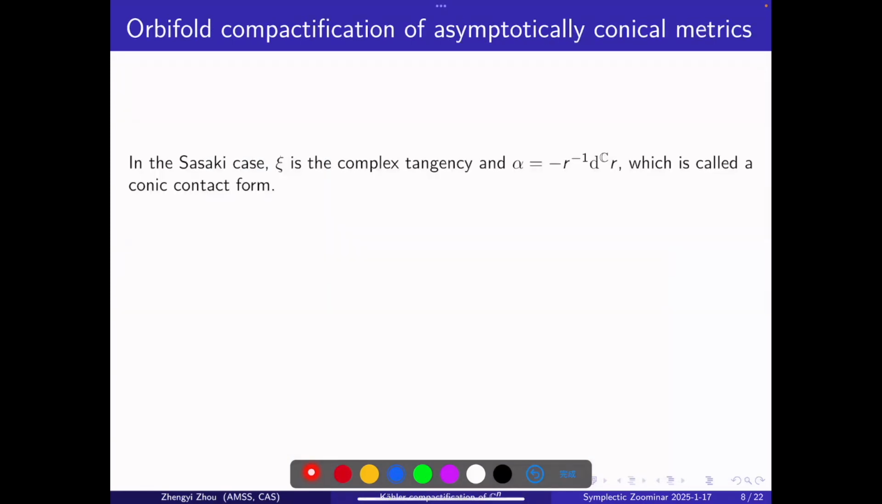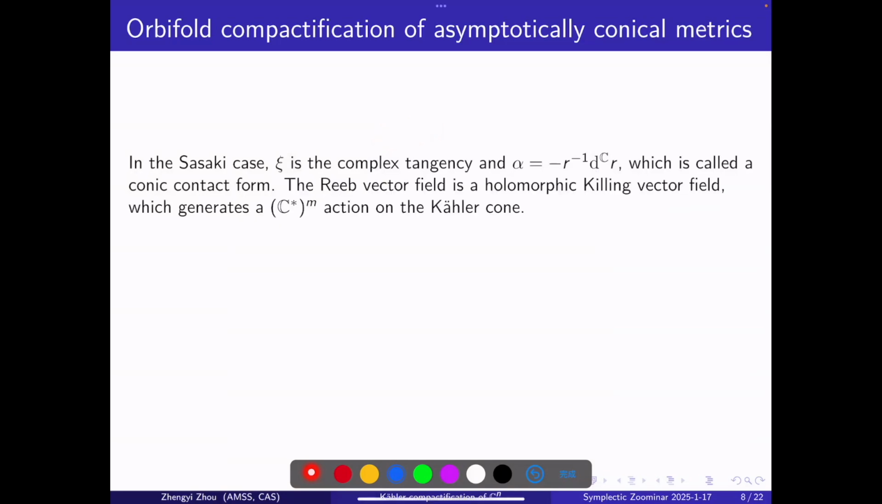Okay, so let's return to the Sasaki case. In this case, our contact structure is the complex tangency, which is part of the tangent space of this Sasaki manifold with the complex structure. This J is a complex structure on the cone. The contact form is of course part of the Sasaki data, but you can also use the complex structure and this radius function to write it this way. We will call all these Sasaki contact forms the conic contact form.